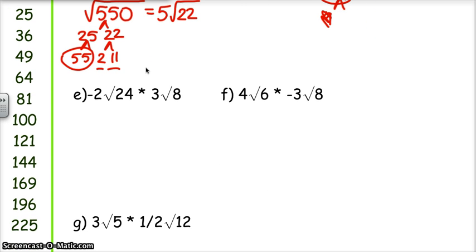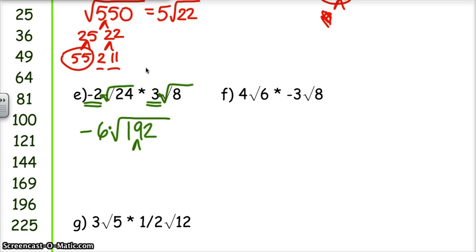Letter E, this is where it starts getting a little bit more confusing for my students. Notice we have the number on the outsides. These are your coefficients. Handle your coefficients on their own and the square root on their own. So negative 2 times 3 is negative 6. Now take the square roots. The square root of 24 times the square root of 8 equals the square root of 192. That negative 6 is a normal number. It doesn't break down. It's already outside of the square root.